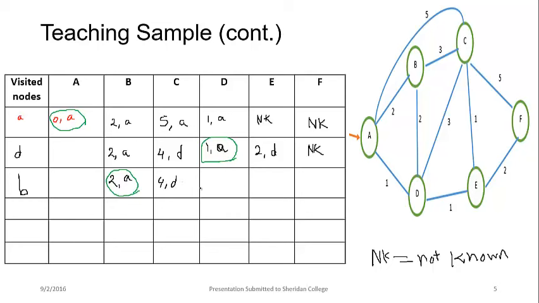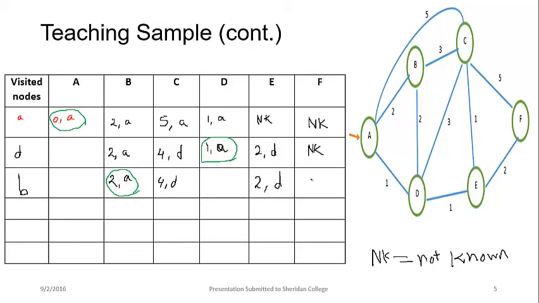4D. That's correct. Now from B to D, I don't touch it. It was the minimum, 1A. And from B to E, there is no direct connection. B to E, that's E, and this is B. So there is no direct connection. I can stick with 2D as it is earlier. It is better than not known.